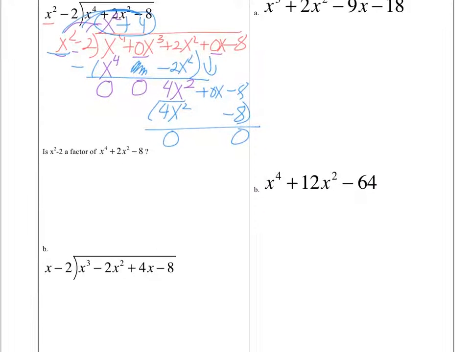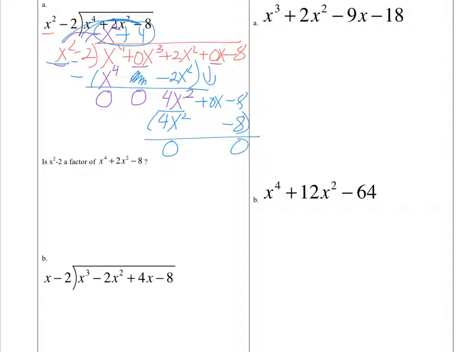The second question here asks if x squared minus 2 is a factor of x to the fourth plus 2x squared minus 8. And I'd like to think about this. So when we divided this, we got no remainder. Since we got no remainder, yes, since there was no remainder.